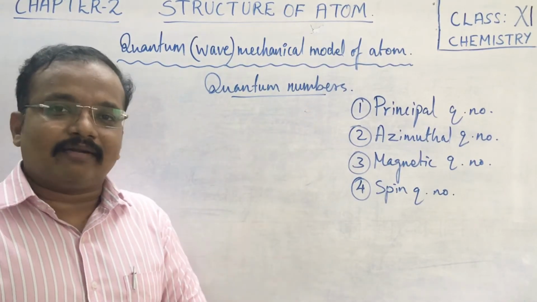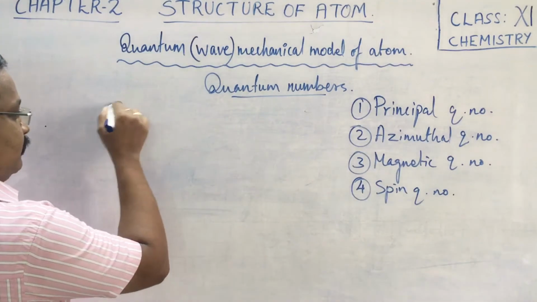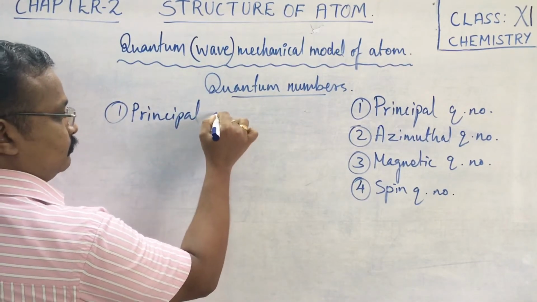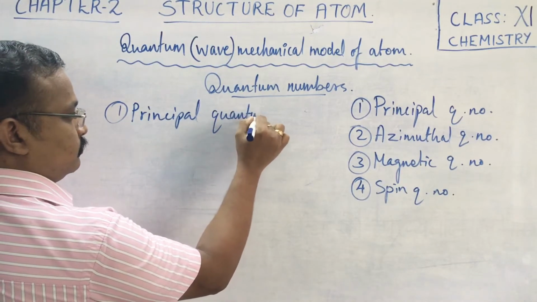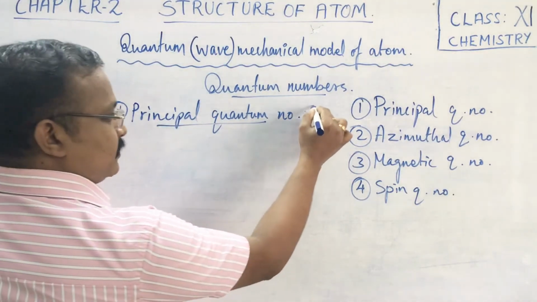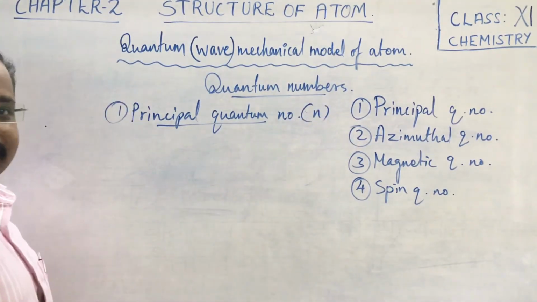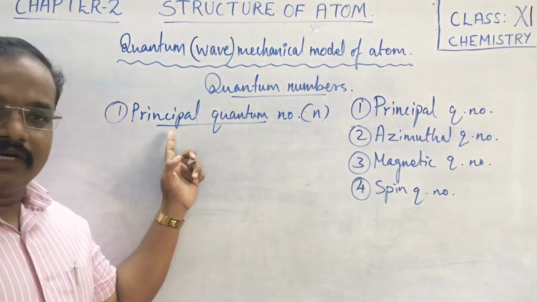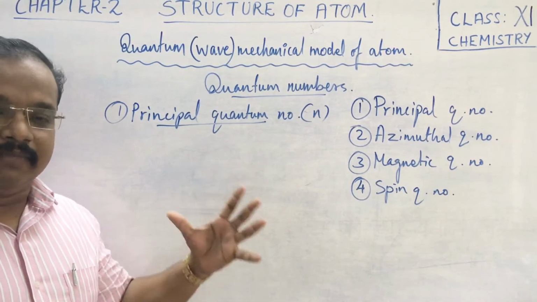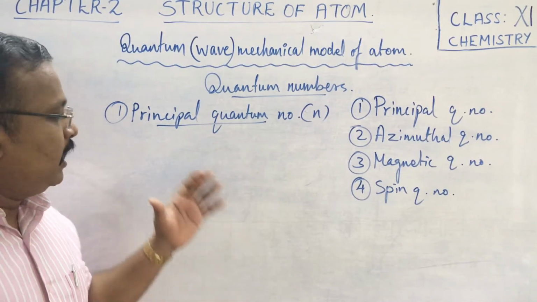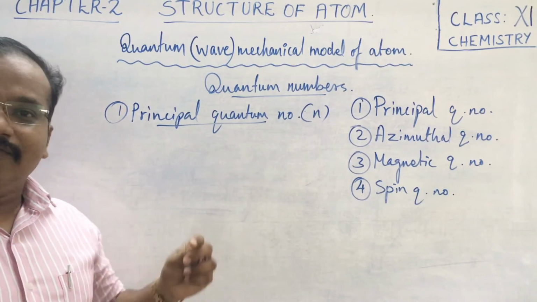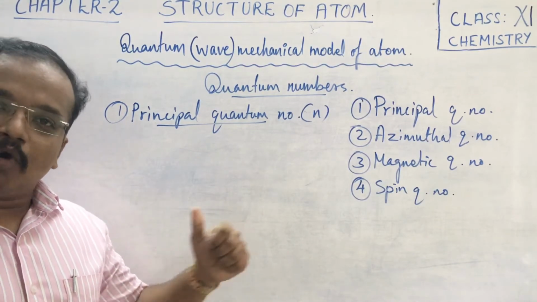When we talk about the first one, we have the principal quantum number. That is expressed by n, small letter n. Here, children, it is not PLE principle, it is PAL principle. Principle, the pronunciation is the same only. Principal means main quantum number. Here what we explain is about Bohr's theory only.